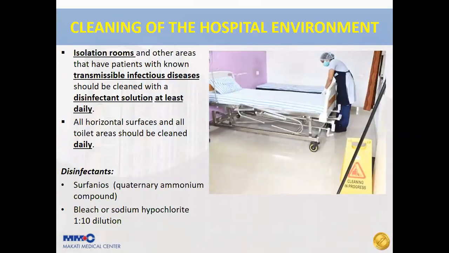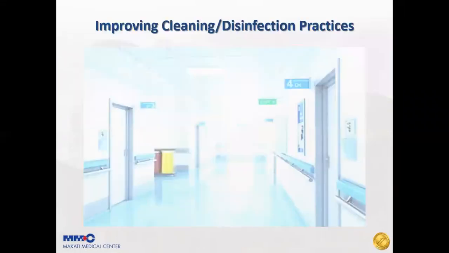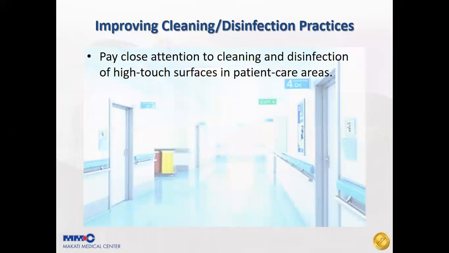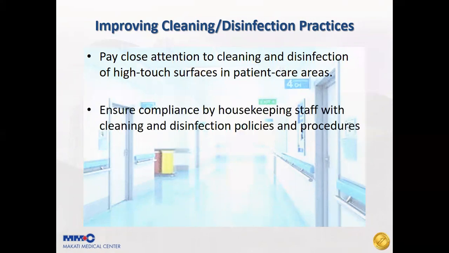For disinfectants, use Surfanios or quaternary ammonium compound, and bleach or sodium hypochlorite with 1:10 dilution to clean surfaces or our environment. Improving cleaning or disinfection practices: you have to pay close attention to cleaning and disinfection of high-touch surfaces in patient care areas, such as the handrail, the doorknobs, and the call light.